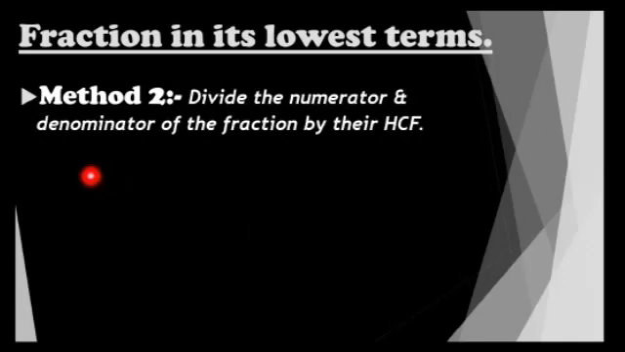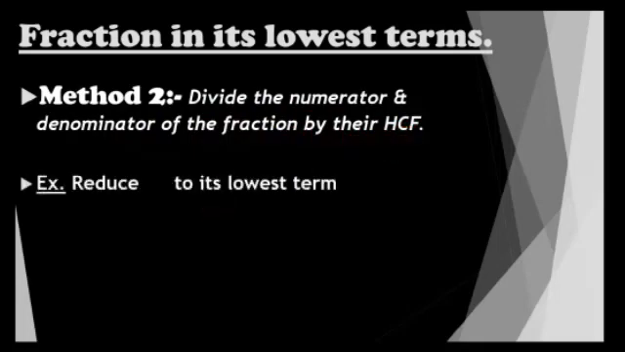Now we will see method 2. Method 2: divide the numerator and denominator of the fraction by their HCF, that means highest common factor. We will see how to do it. Here is one example: reduce 14 by 35 to its lowest term. So we have to find the HCF of 14 and 35.